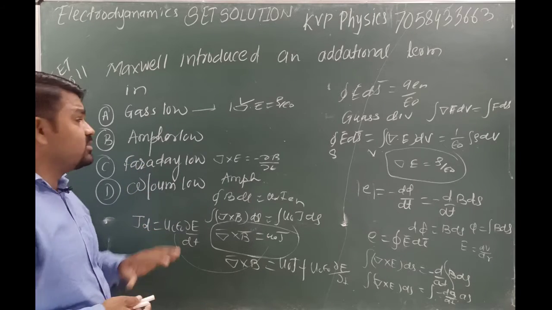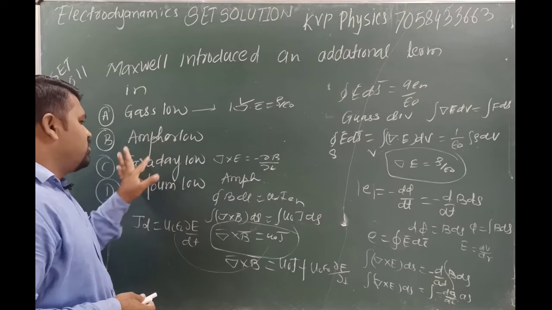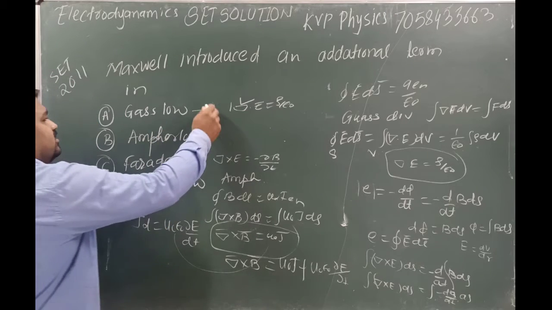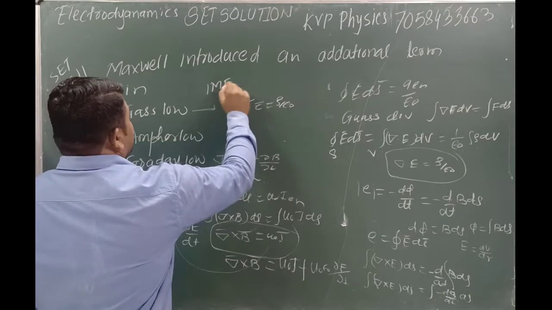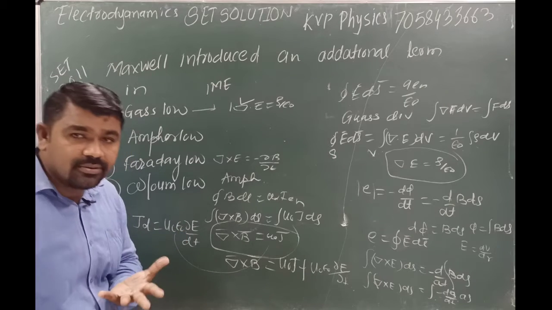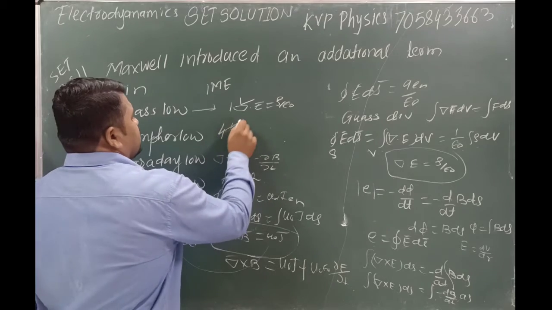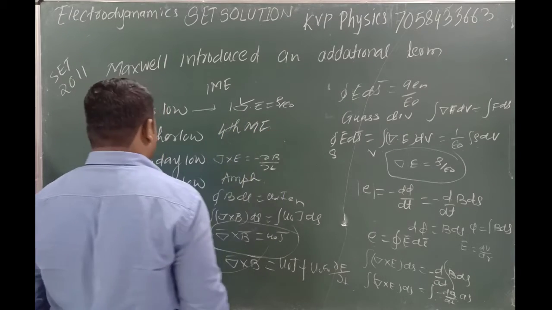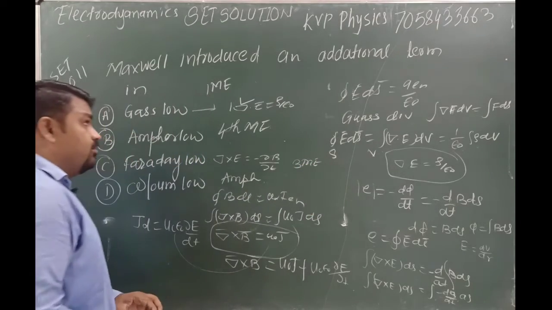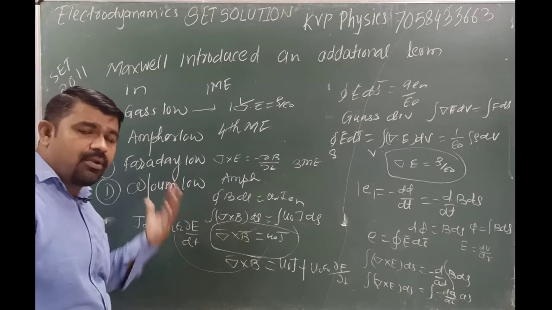Got it? Sometimes they ask which Maxwell equation is getting from Gauss law, Ampere's law, Faraday's law. Gauss law gives the first Maxwell equation. The second Maxwell equation also comes from Gauss law, but this is in magnetostatics. Ampere's law gives the fourth Maxwell equation. Faraday's law gives the third Maxwell equation. Means they ask which Maxwell equation is getting from which law.